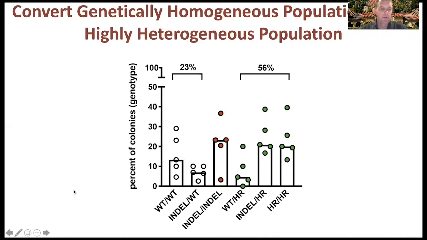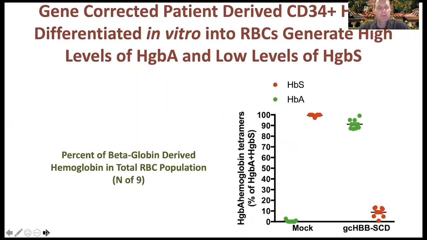And so we think that that's a level that will be sufficient. And when we take the CD34 cells from a sickle cell disease patient and convert them into red blood cells, what we find is we essentially convert all hemoglobin S production, which is the pathologic hemoglobin, to over 90% hemoglobin A production.